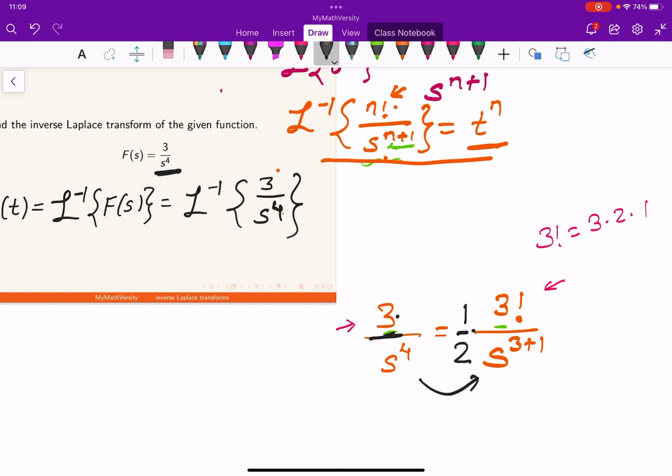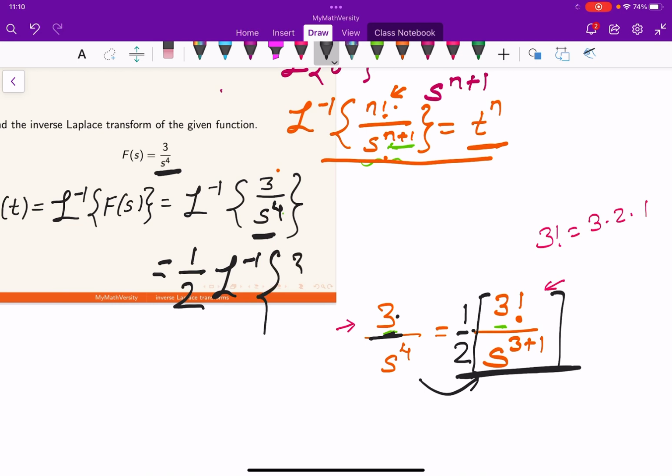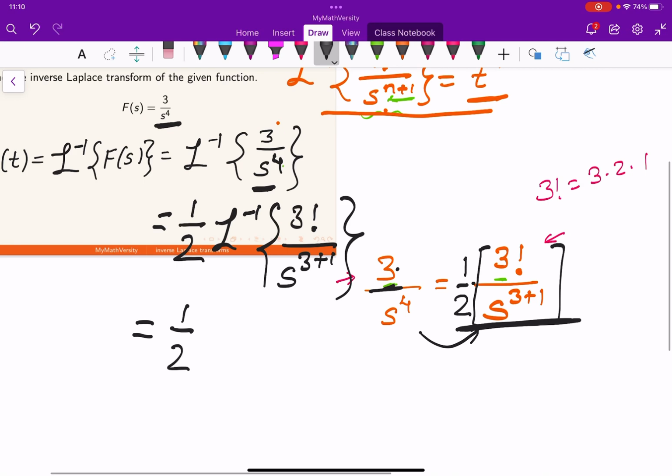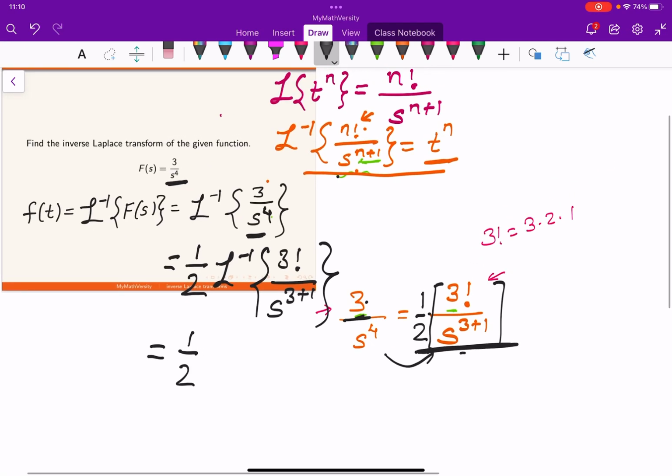But what is the benefit of that manipulation? If you write it in that way, now you can see, to figure out the inverse Laplace transform of 3 over s to the power 4, we can just find the inverse Laplace transform of this expression, which is 1 over 2, a constant, multiplied by this. The constant can be taken out, and we just figure out the inverse Laplace transform of 3 factorial over s to the power 3 plus 1. 1 over 2 is just a constant, but 3 factorial over s to the power 3 plus 1 you can directly compare with this formula, and you get the value of n is exactly 3. It's matching top to bottom, right?